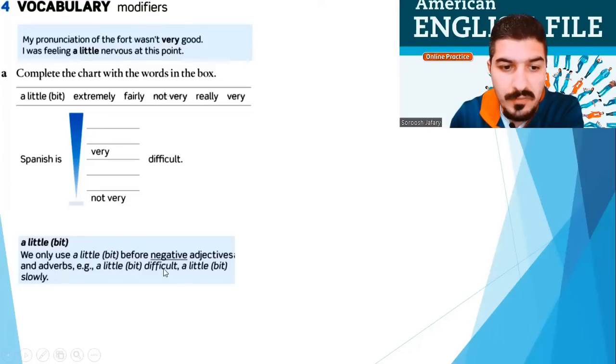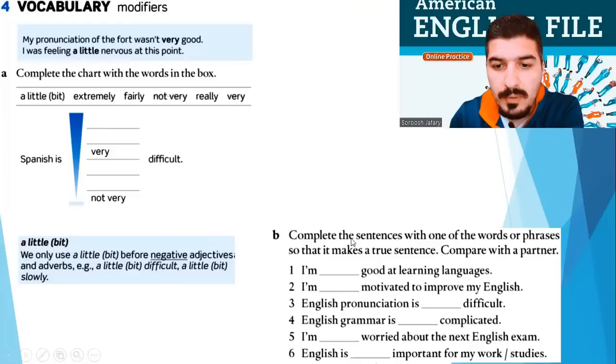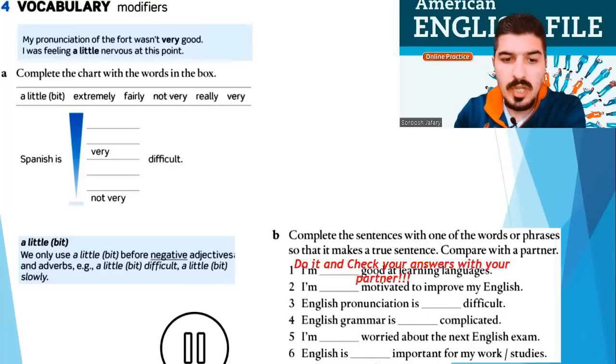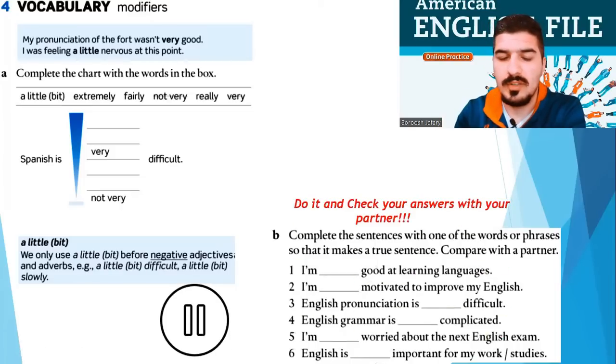For example, a little difficult, or a little bit difficult, or a little slowly, or a little bit slowly. After you do it, complete the sentences with one of the words or phrases so that it makes a true sentence. Compare with a partner. The answer to part B depends on you. Stop the video and do it. Very good. Check your answers with your friends.